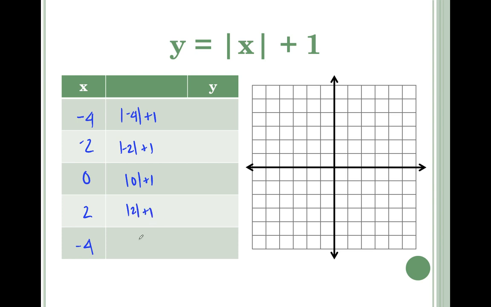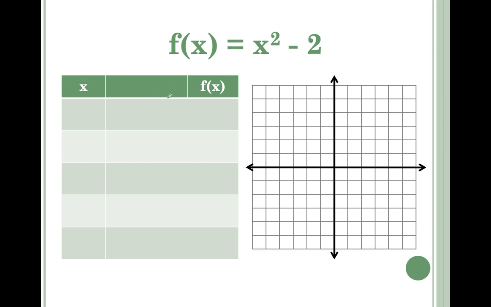Whoops, that should be a positive 4. So for these, you'll notice you actually get the same y values for the negatives and the positives, and that's okay because remember we want it to make a V shape, so that makes sense that it will repeat itself on the right side and the left side, just with the positives and negatives. So we have arrows down and up on both ends because it does keep going, and that is our absolute value graph for that equation, the absolute value of x plus 1.